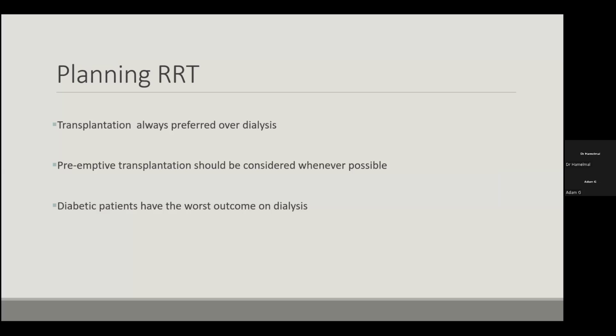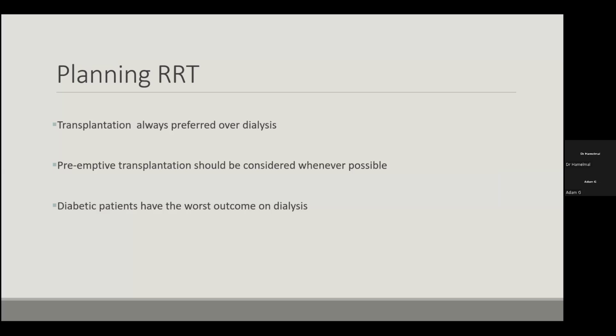Coming to the last section of my presentation, which is planning renal replacement therapy. That's an important factor in CKD management. Transplantation is always preferred over dialysis. Preemptive transplantation, that is transplantation before initiation of dialysis, should be considered whenever possible in patients with GFR less than 20 who don't have uremic symptoms that warrant dialysis.